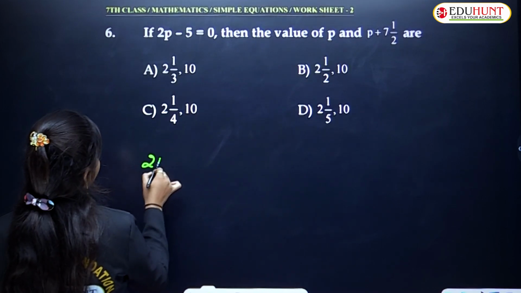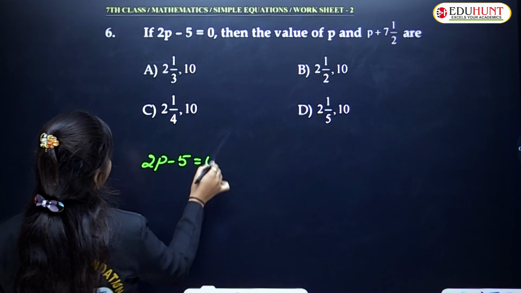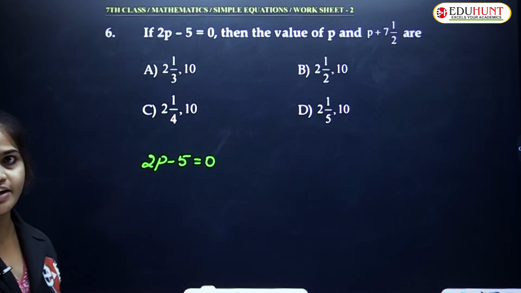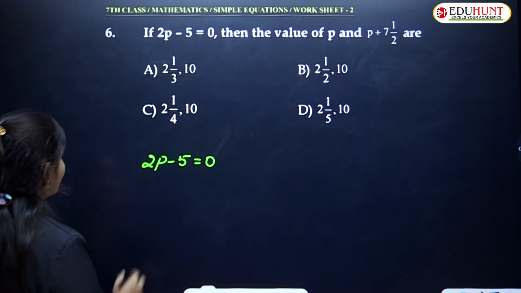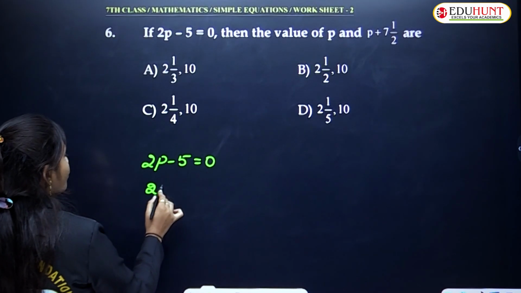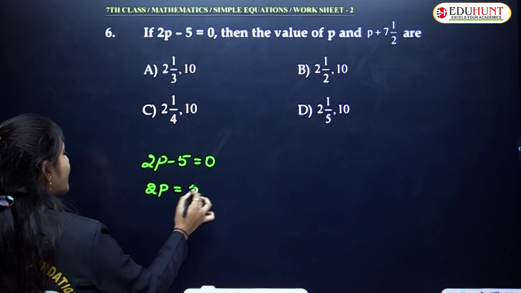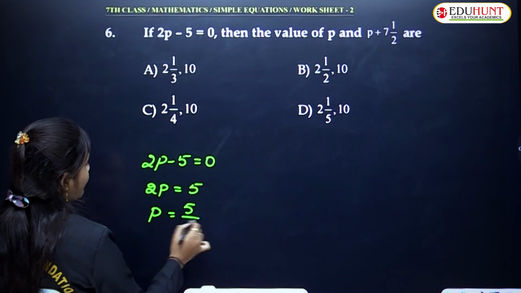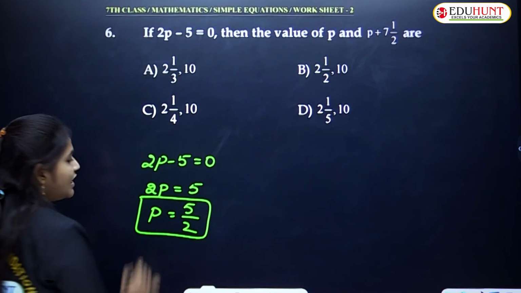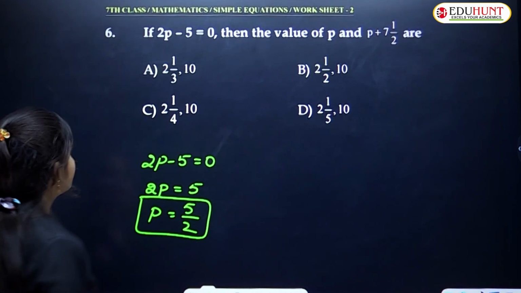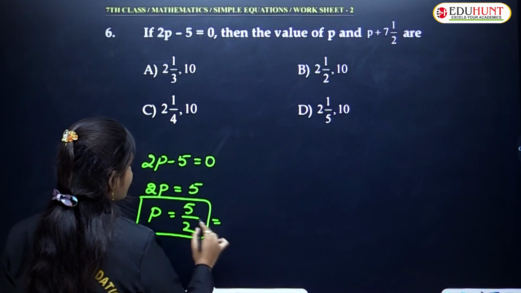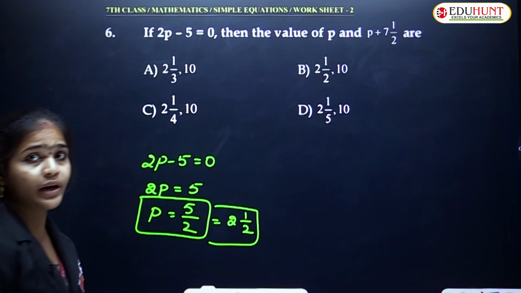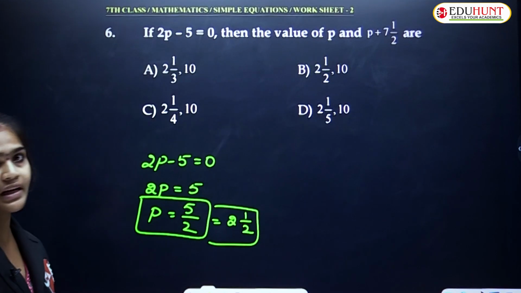Next, sixth one. If 2p minus 5 is equal to 0, then the value of p and p plus 7.5, those two values also we need to find out. So as per this one, 2p minus 5 is equal to 0, so 2p is equal to plus 5. And here p is equal to 5 by 2. So we got the p value now here. We can write it as 2 and 1 by 2.